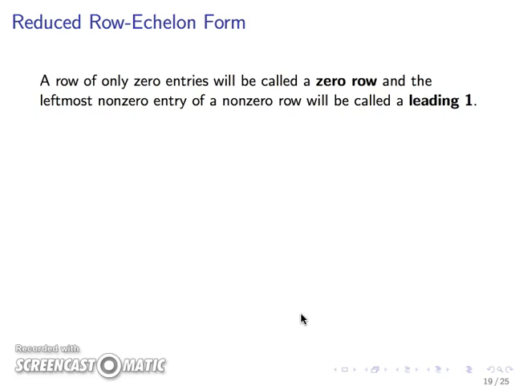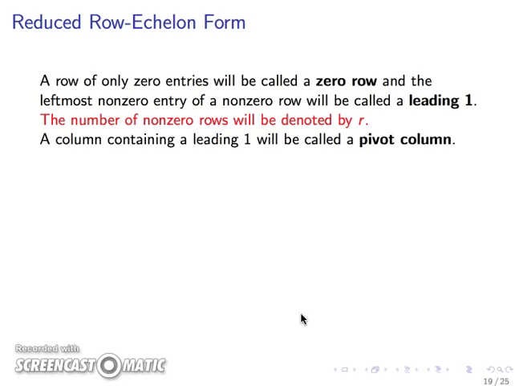say something more about the leading ones. The leading ones are those leftmost non-zero entries in a given row. They're also called pivots. Okay, so the number of non-zero rows will be denoted by R, and that number of non-zero rows is precisely the number of these leading ones in the matrix.